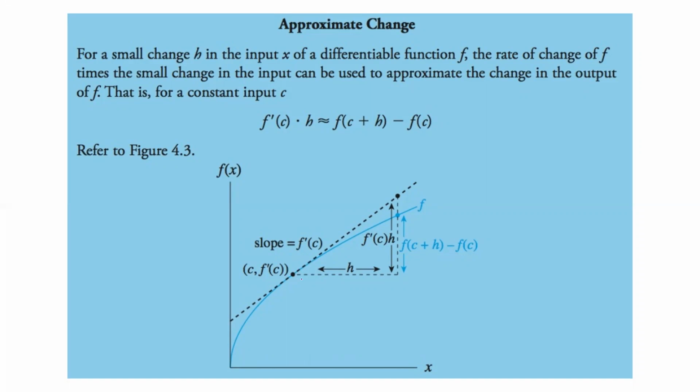So remember we did algebraically adding a point, then a point plus h, and that's kind of what we're doing here. The input x of a differentiable function f, the rate of change of f times the small change h in the input can be used to approximate the change in the output of f. That is, for some constant input c, the derivative of f at c times h is approximately f of c plus h minus f of c. So here's our f of c and then f of c plus h, and that gives us that difference here. And then we can take this f prime of c times h, which is this, and that would give us the approximation.